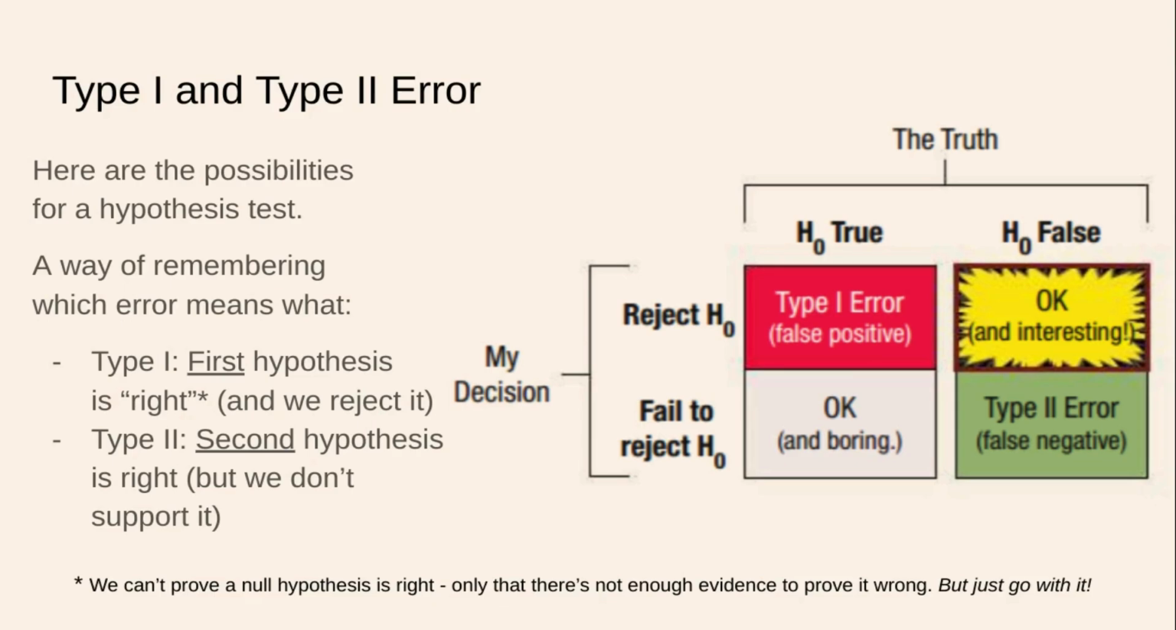We talked about that with the example with the swans, finding all white swans versus a swan of some other color. So we cannot prove a null hypothesis is right, only that there is not enough evidence to prove it wrong, but just go with it here. This picture from our book, which I'm sure has been in other books as well, is quite helpful, and I would encourage you to put it to memory.